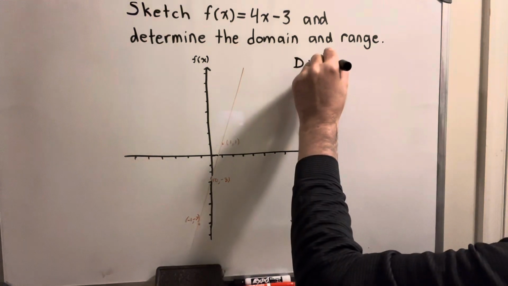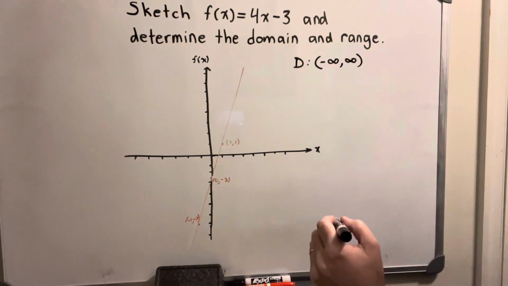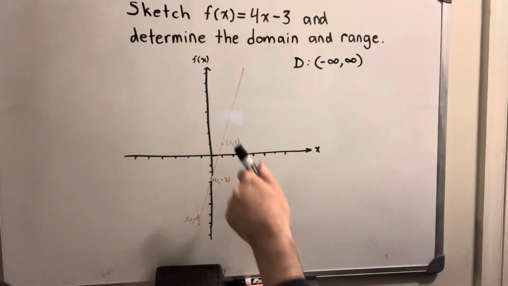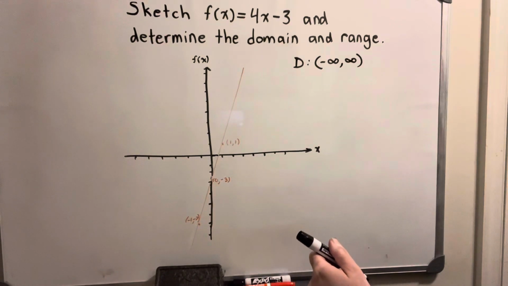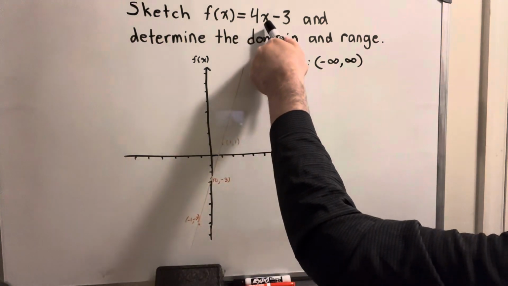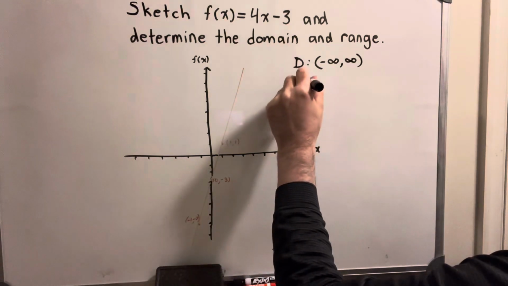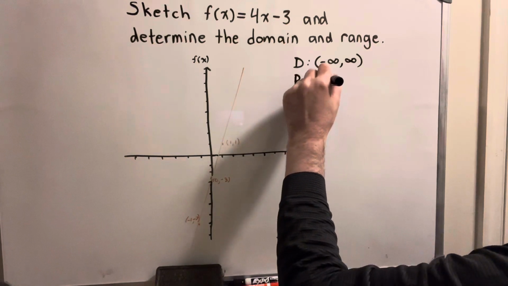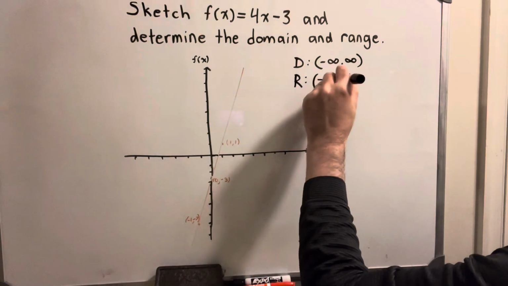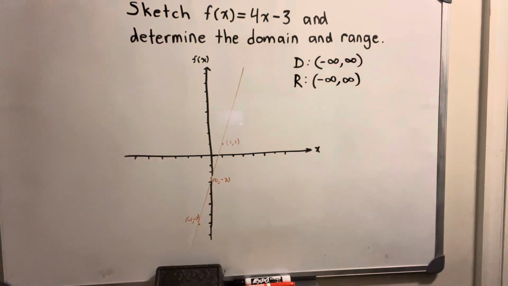So you could say that the domain is all the way from -infinity to infinity. And is there any value on the y-axis that 4x minus 3 won't take? No matter how high you go, you can find a value of x that will, or no matter how far down you go. So the domain, the range is also -infinity to infinity.